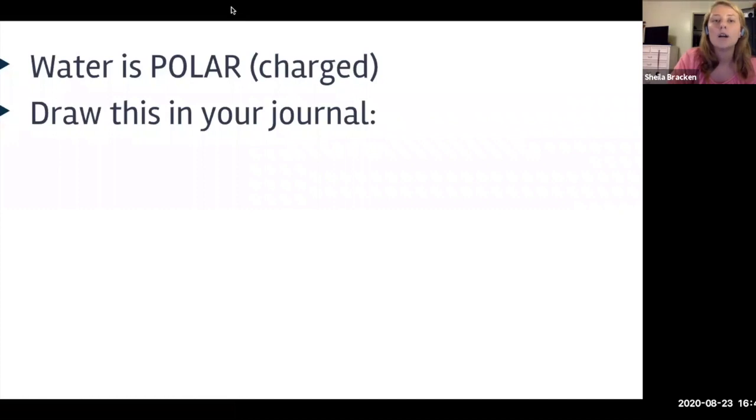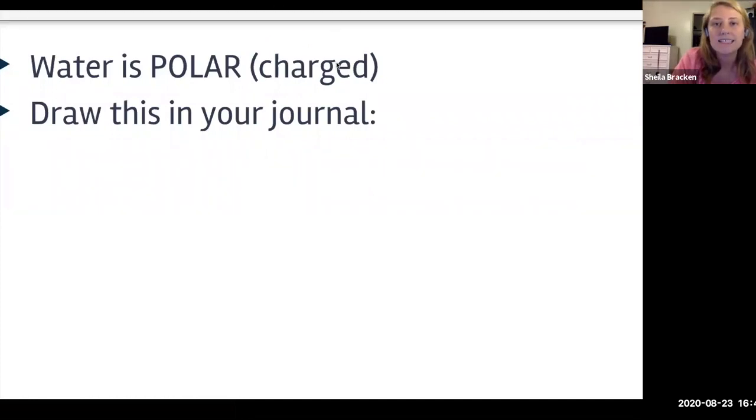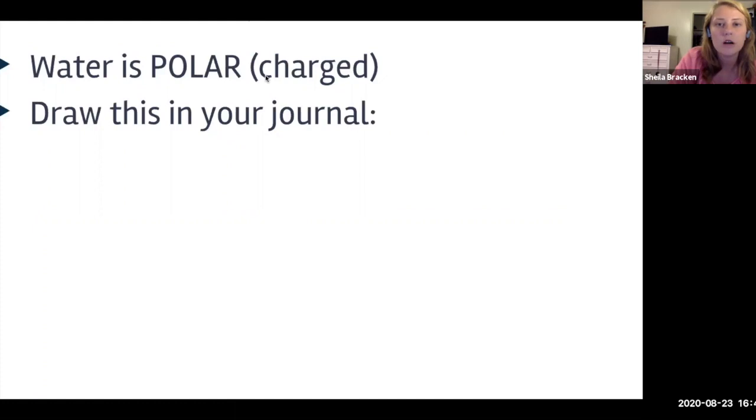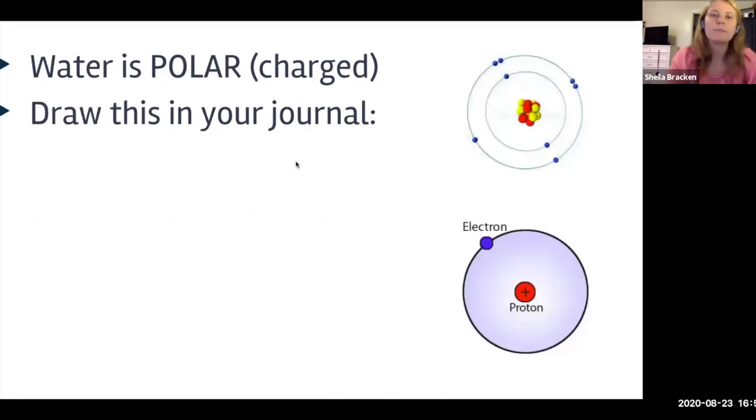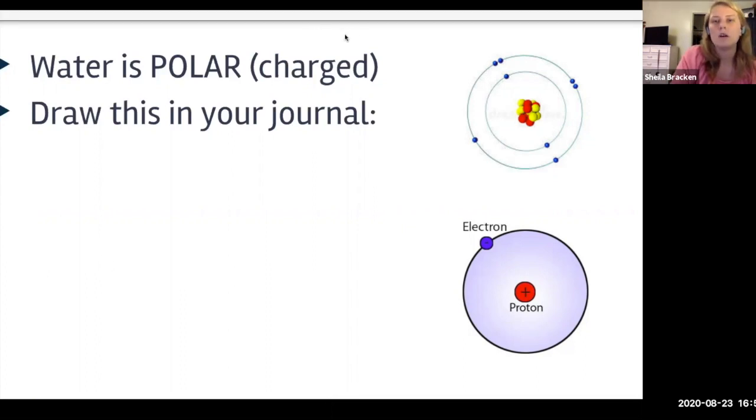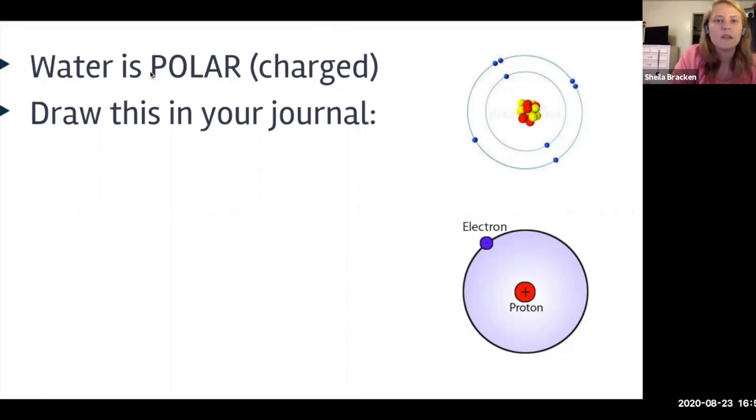So water is polar. And what I mean by that is it is charged. So we are going to draw a water molecule right now. I want you to think about water as a polar bear. We all know the shape of water. It's in that bent kind of V shape. Polar means that it's charged. Water has a polarity. One side is a little bit more negative and the other a little bit more positive. So I want you to draw this in your journal.